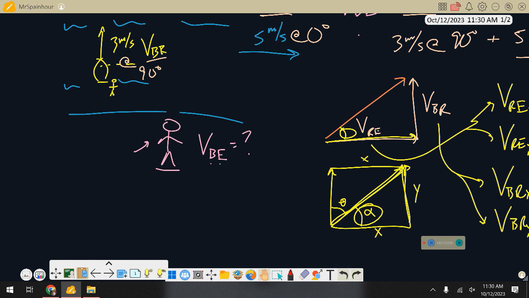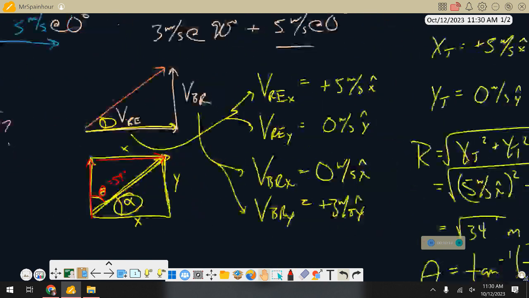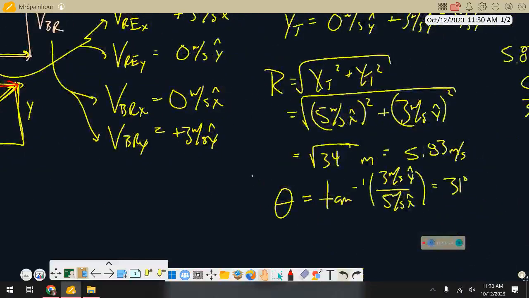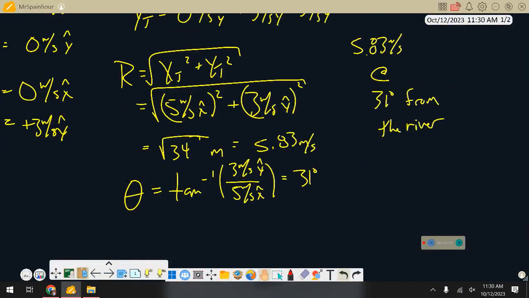If you had done this other triangle, there is technically no problem with it. I have no issue with it whatsoever. But what you're going to find is that this angle here is the complementary of it. This is going to be 59 degrees. And 59 degrees is not wrong as long as instead of 31 degrees from the river, you say 59 degrees from the direction of the boat.